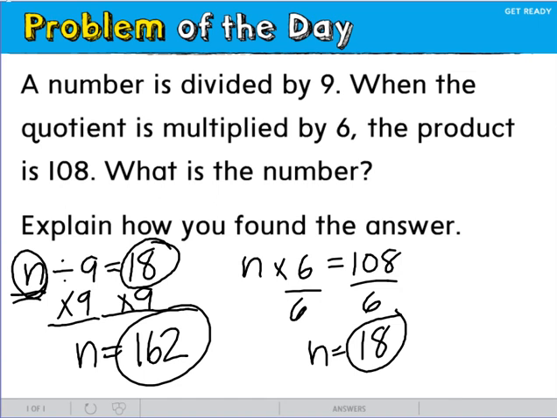Okay? Word problem. It is not both. This 18, you only needed to solve that so you can find 162. 162 is the answer. So those of you that got 18 didn't finish the problem. Sorry, guys.